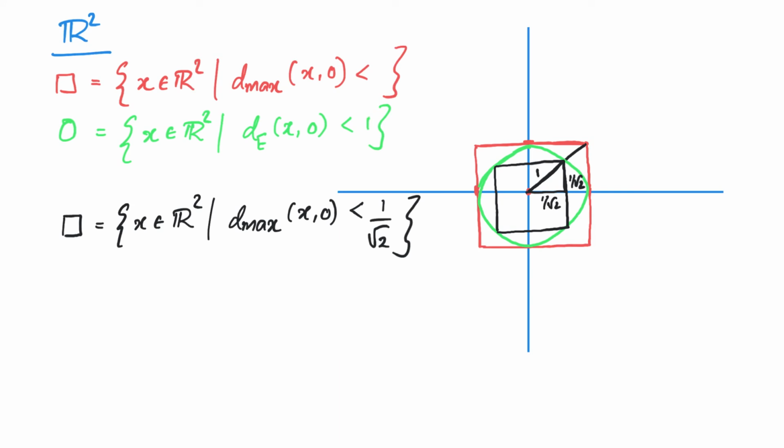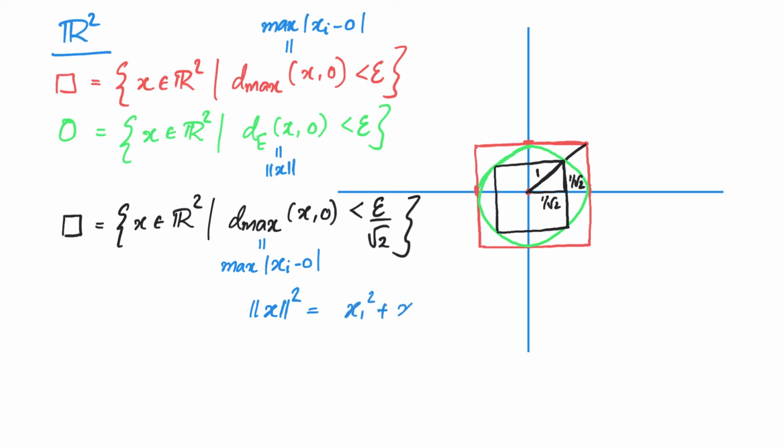Further, notice that there was nothing special about the number 1. We could have replaced it with any other number epsilon. Now let us revisit all this algebraically. D max of x comma 0 is equal to max of mod of xi minus 0. And the Euclidean distance between x and origin is equal to norm x.